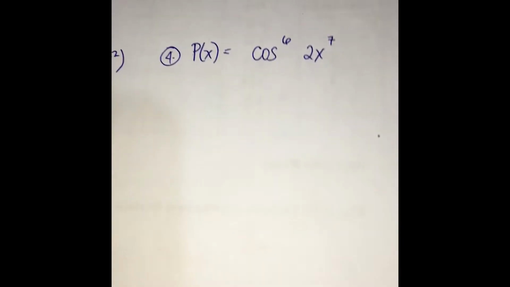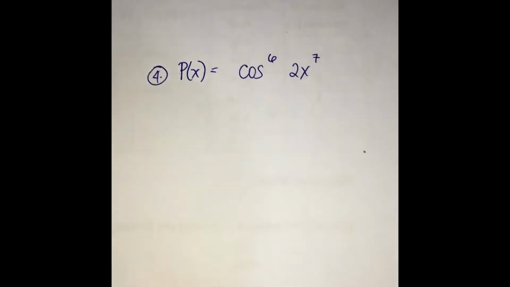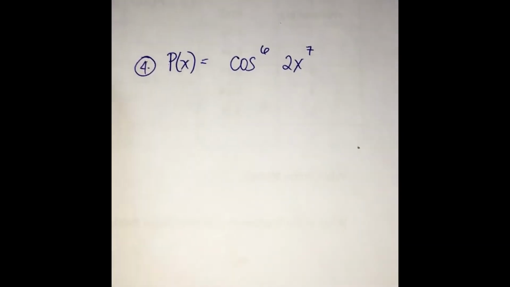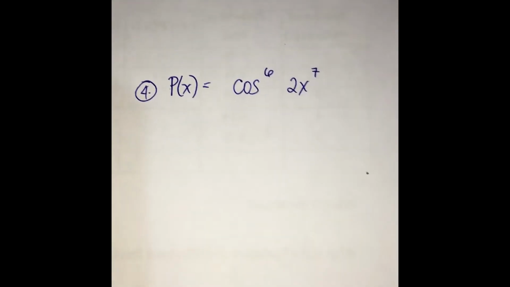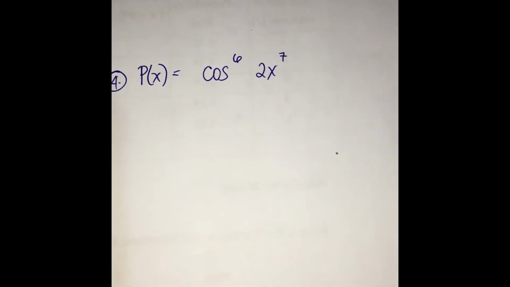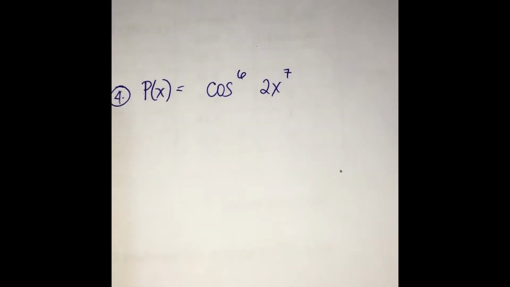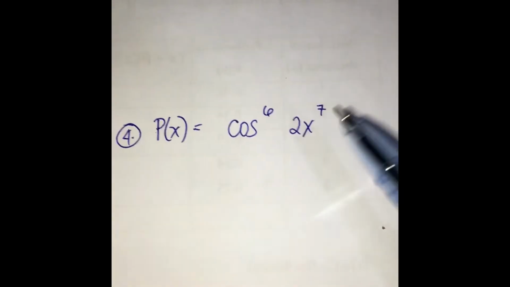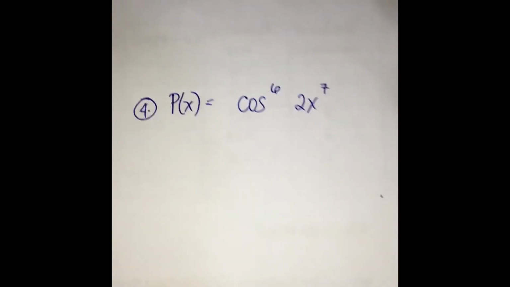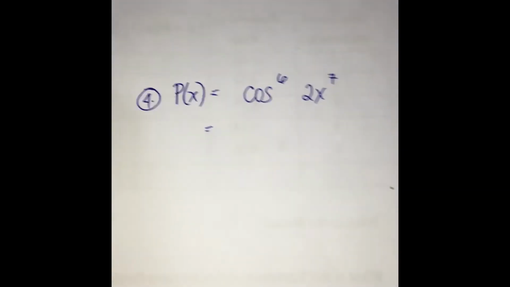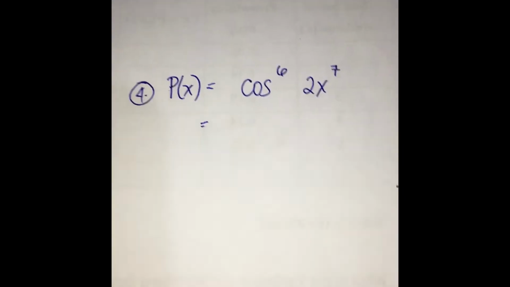Next, for our problem number 4, the given is p of x is equal to cos to the 6th of 2x raised to 7. So the base is 2x raised to 7. Sir, this is a different problem because we have an exponent here, 6. So, it is also easy to solve. Okay? Unlike in our previous examples.